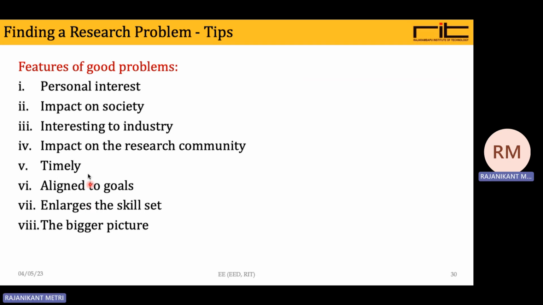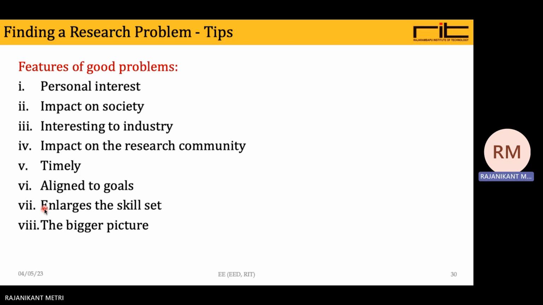So these are some 7 to 8 features of good problems, and we have also seen a couple of tools, Google Scholar and IEEE Explorer, to find the current areas of research.